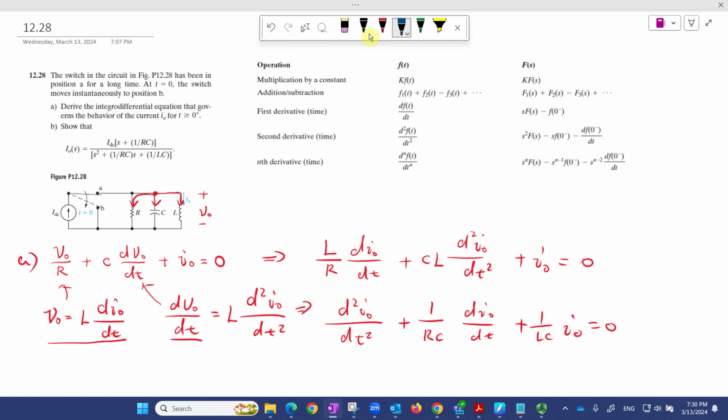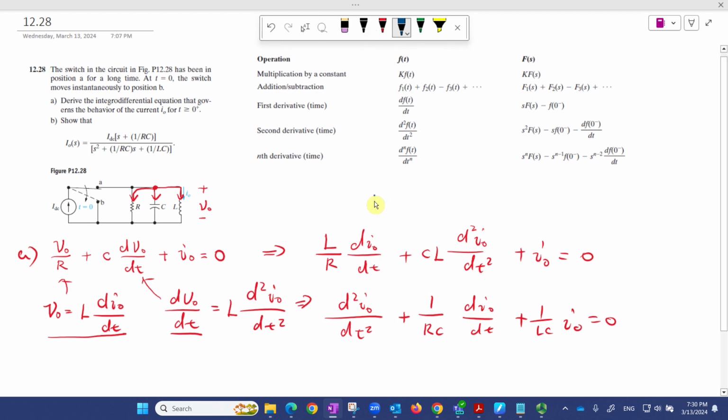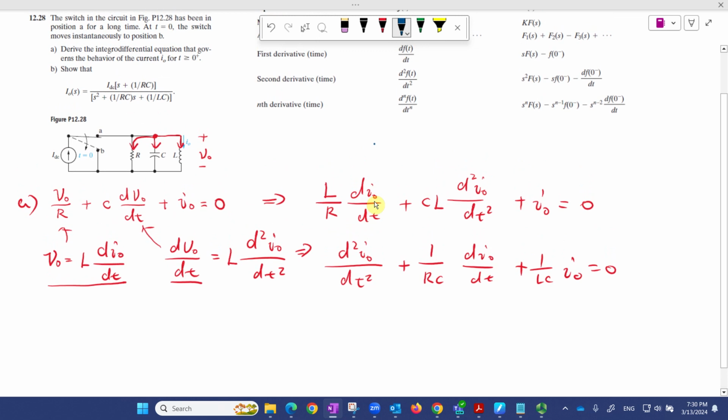For part B, let me move up a little bit. For part B, we're going to prove this one. So we will take a Laplace transform for the whole equation, for every term, because they are linear, we can do it term by term. For this term, which is the second derivative, we have this form.